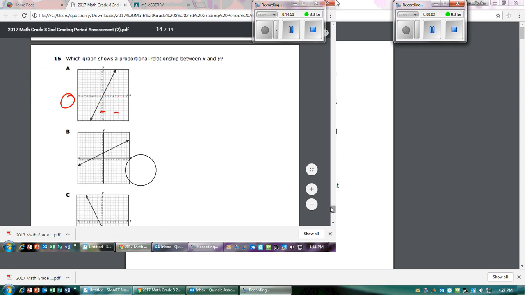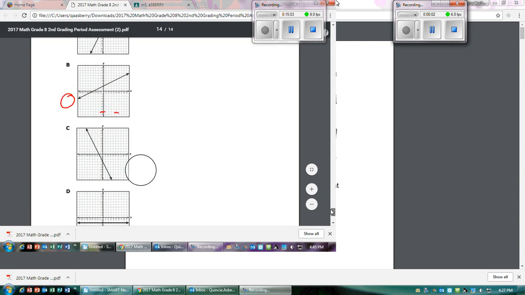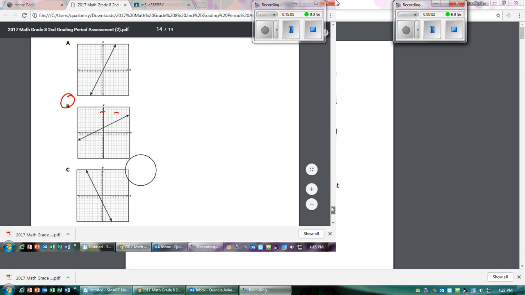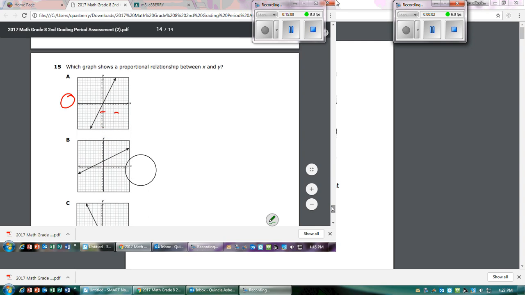Last one, which graph shows a proportional linear relationship? Well, the only one that's going through the origin is going to be A. That's the only one that's going through the origin. I'm pretty sure everybody got that one, right? So yes, here you have it.